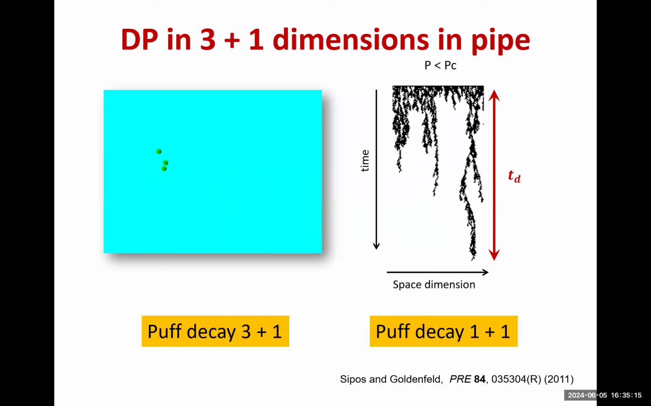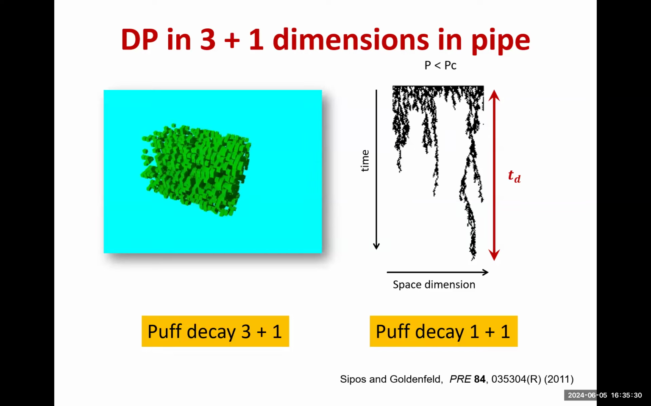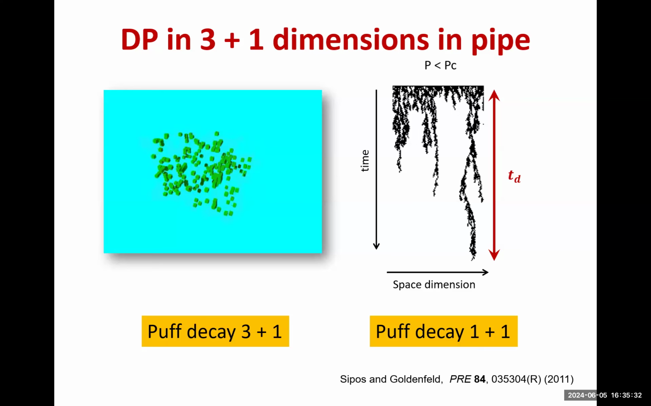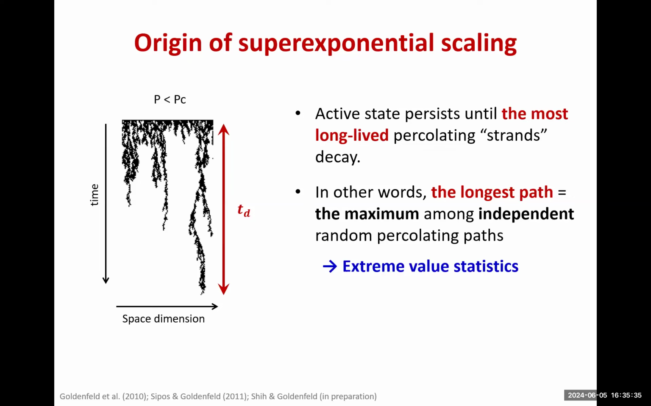I start off with all these sites being occupied, and then gradually I follow this thing here, then it stops being occupied. Blue is no longer occupied by turbulence. And eventually, the longest trajectory here is the lifetime of the turbulent path, the last path that you see going out there. So the active state, a turbulent state, persists until the most long-lived percolating strand decays. So the longest path is the maximum among these independent randomly percolating paths. That tells you that this is a problem in extreme value statistics.